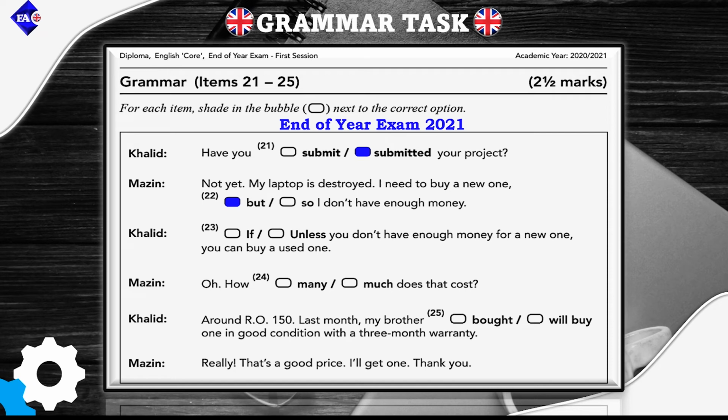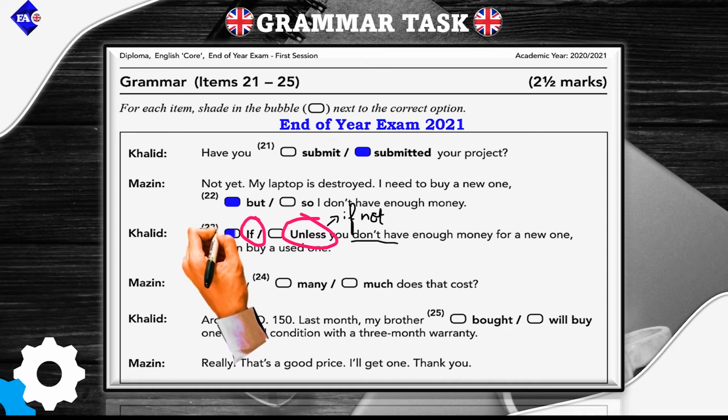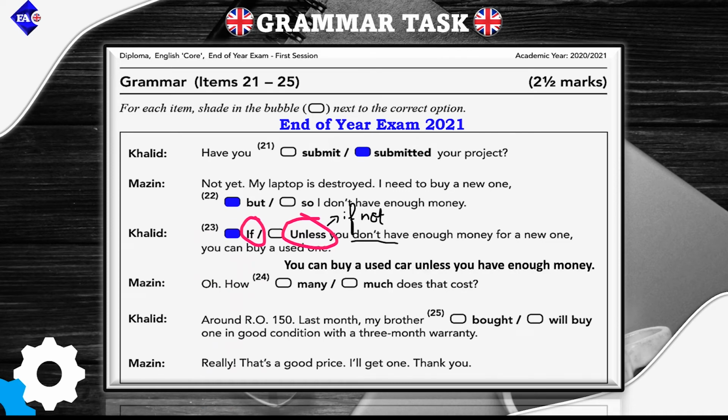The following sentence is a bit of a tricky one. We have if and unless, which means if not. Simply, when the verb is in the negative form, we use if. But in case the verb is affirmative, we use unless. In this example, if is the correct option. And with unless, the sentence would be, you can buy a used car unless you have enough money.